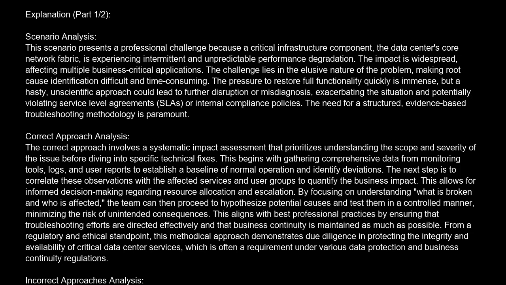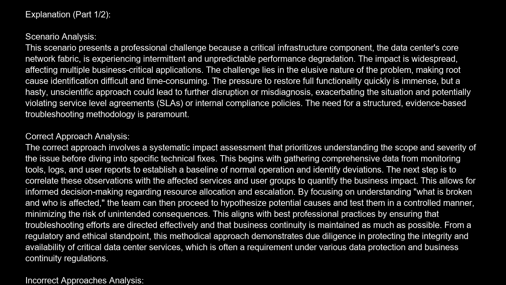The correct answer is A. Initiate a comprehensive impact assessment by correlating monitoring data, logs, and user reports to understand the scope, severity, and affected services, and then prioritize troubleshooting efforts based on business criticality. Explanation. Scenario analysis. This scenario presents a professional challenge because a critical infrastructure component, the data center's core network fabric, is experiencing intermittent and unpredictable performance degradation.